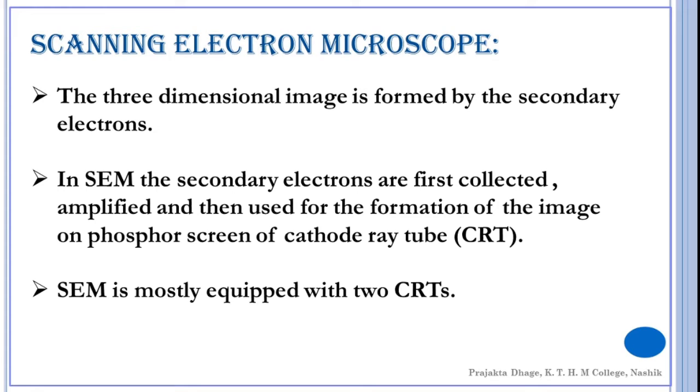Scanning electron microscope is mostly equipped with at least two CRTs. One is used for visual observation of the specimen and the other one is used for photography. The visual display CRT gives a persistent image, which is useful for selection of the sites for observation and also for focusing, because this screen has afterglow. The photographic screen does not have a persistent image. It has very little afterglow and is meant for photography only.